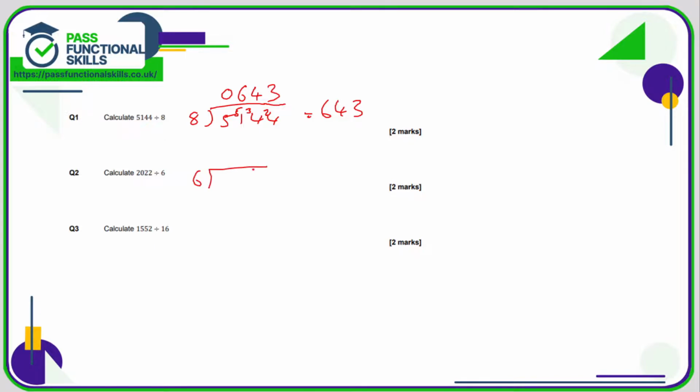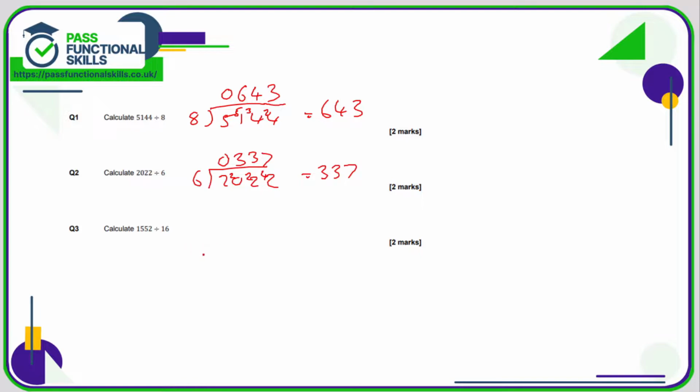How many 6s go into 2022? 6s into 2, 0, carry the 2. 6s into 20, 3. 3 6s are 18, so it's a remainder of 2. 22 divided by 6 is 3. 3 6s are 18, so that's a remainder of 4. 42 divided by 6 is 7, so 337.